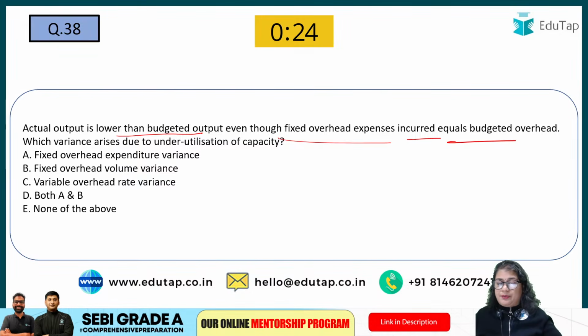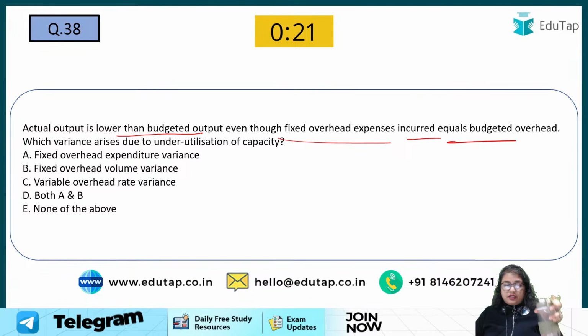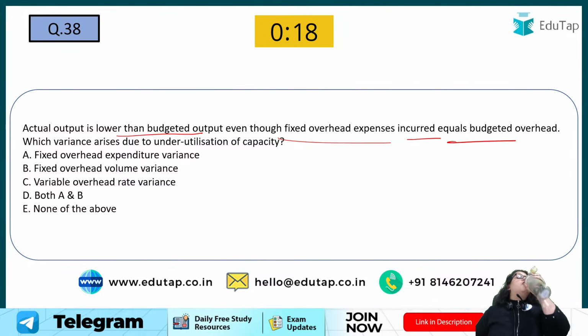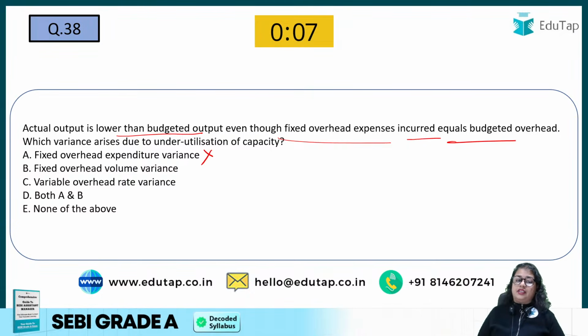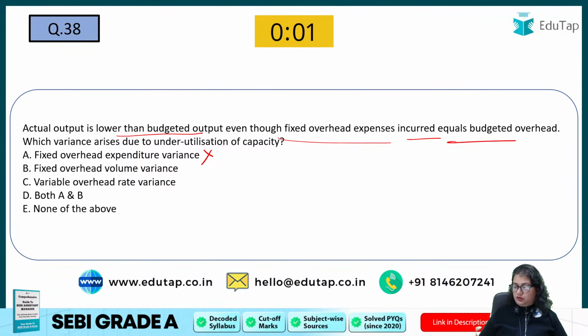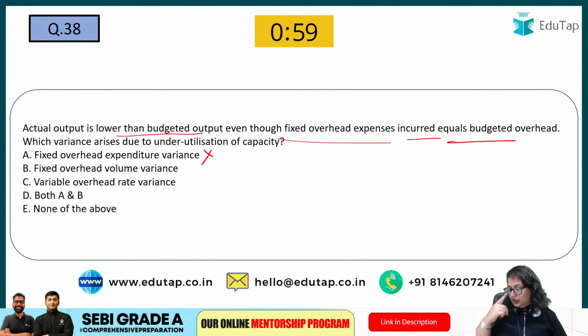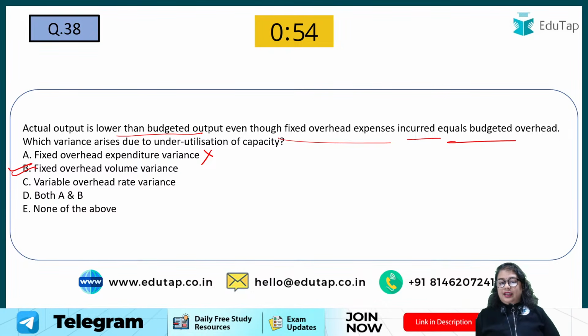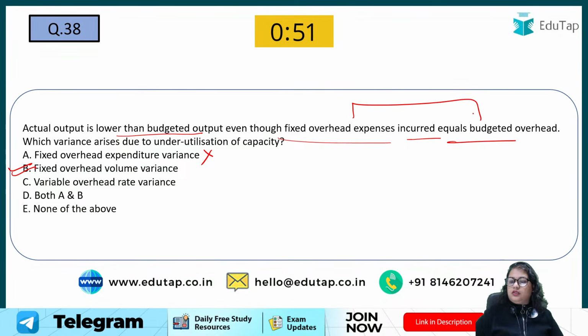Fixed overhead expenditure variance, will there be expenditure variance? No, because the expenses are equal to the budgeted, so there will be no expenditure variance. Then fixed overhead volume variance, yes, because there is a change in the actual output and the budgeted output. The output is changing, the volume is changing. So this is the correct answer, it is B. In expenditure there is no change at all, it is equal. There is a change in the output, a change in the volume. So the fixed overhead volume variance will change.